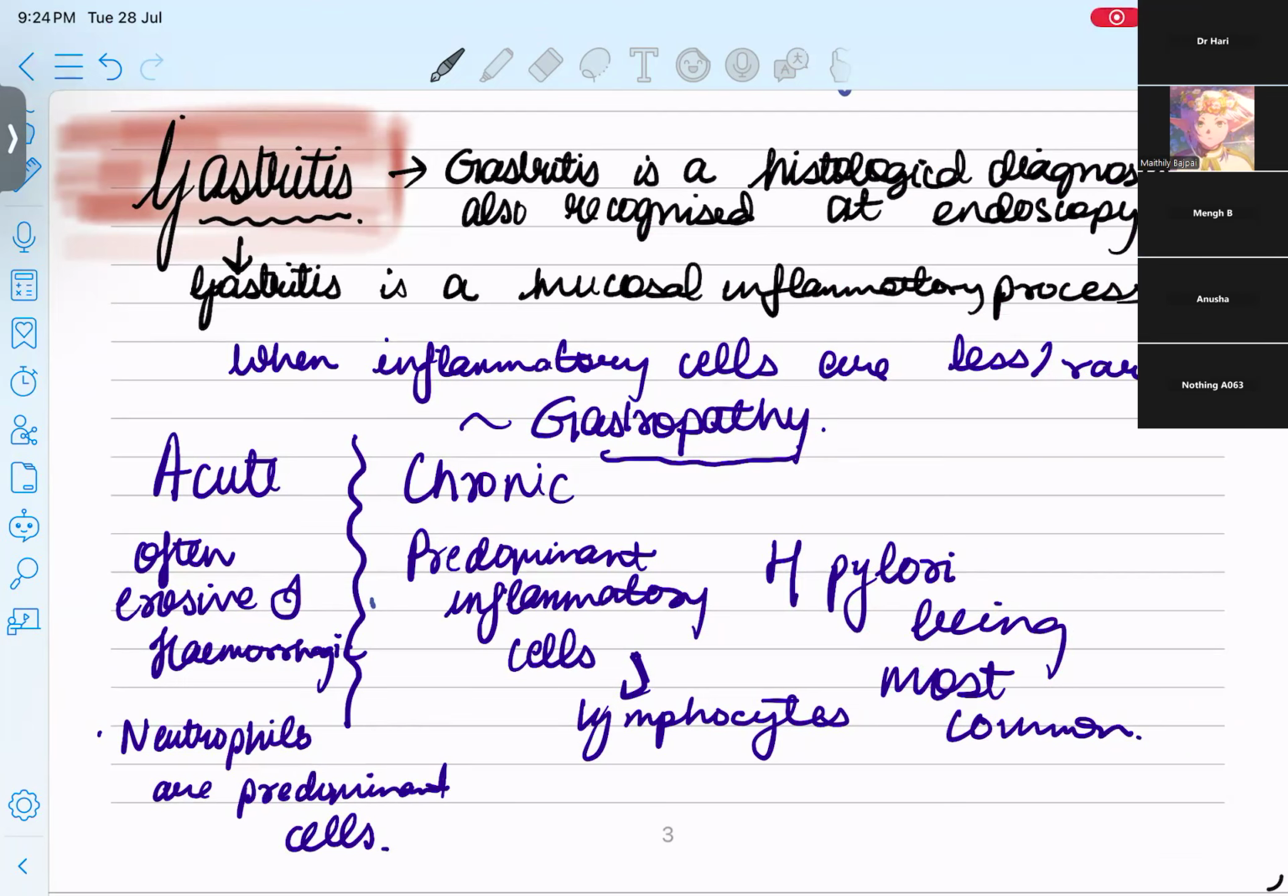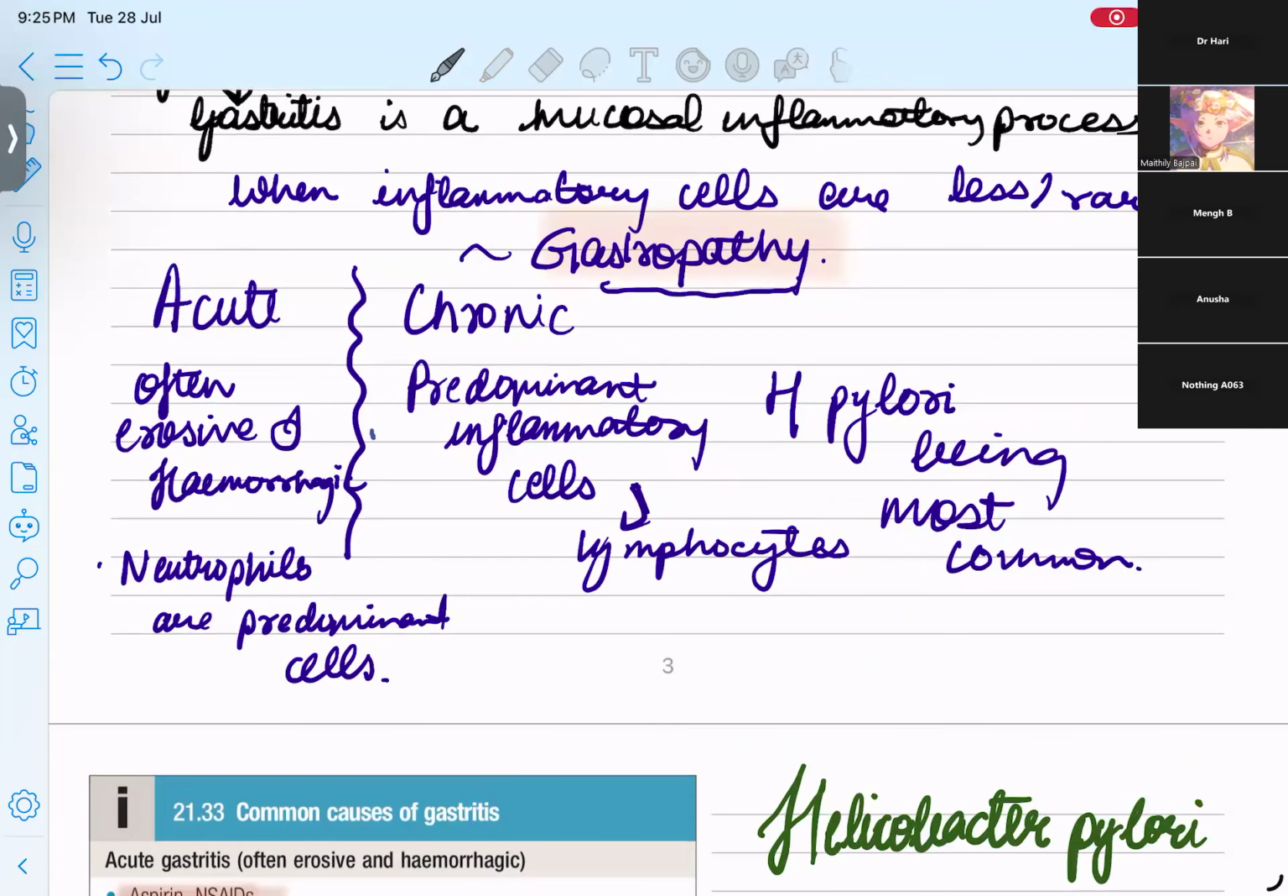So now coming to gastritis. As Davidson describes, gastritis is majorly a histological diagnosis, but it is also recognized at endoscopy. By definition, gastritis is a mucosal inflammatory process. There is also one term, gastropathy: when inflammatory cells are fewer in that process, we call it gastropathy. Gastritis can be acute or chronic.